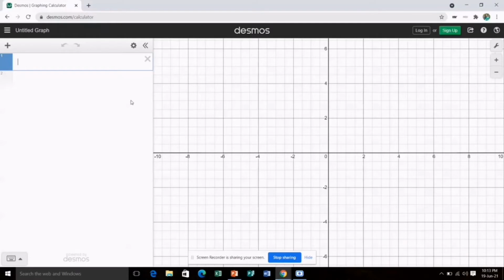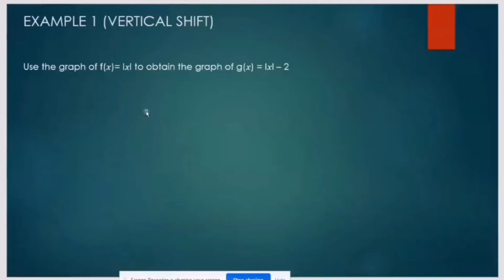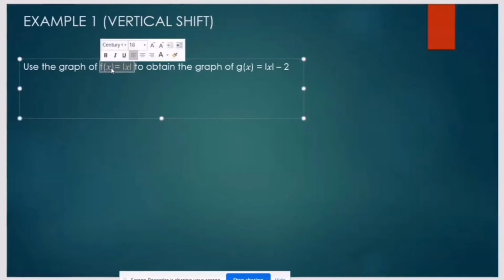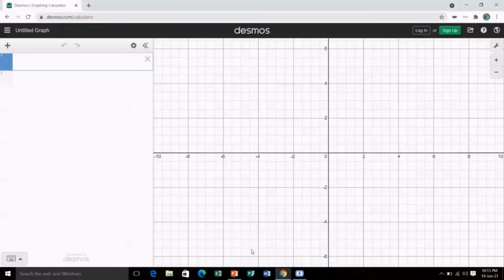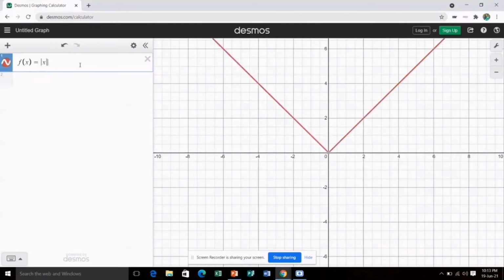Firstly, we insert this equation first for our first value. f(x) equals absolute x. See the pattern. The pattern in the graph has been shown.